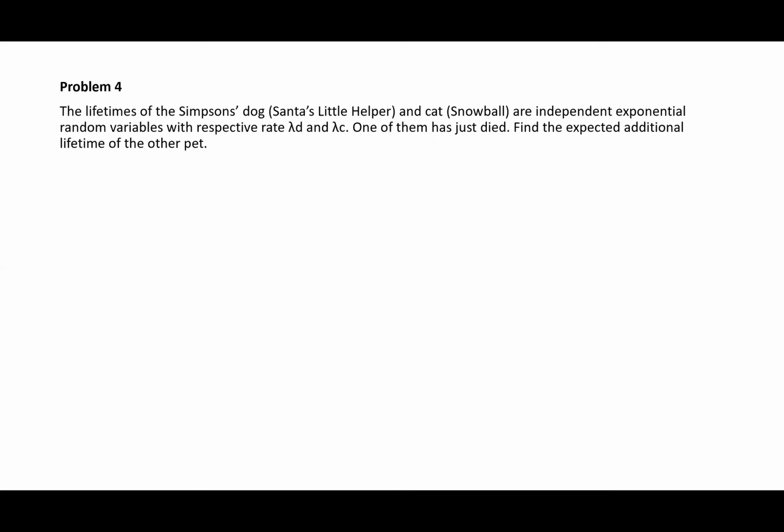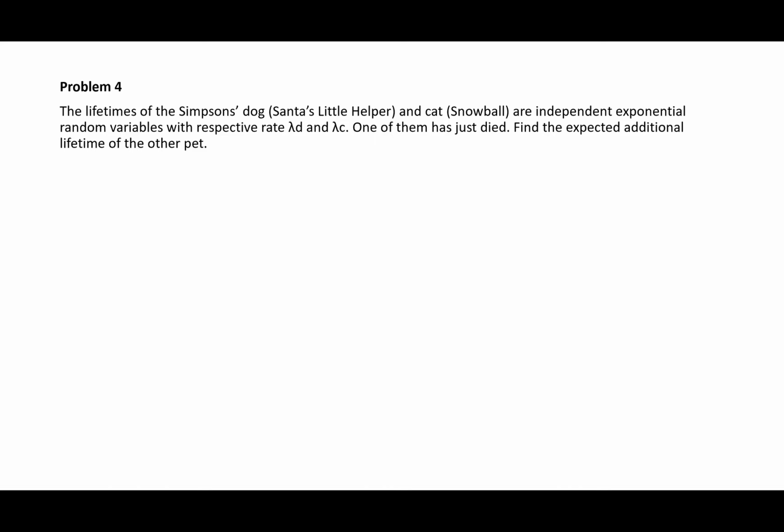So one of these two pets has just died. We don't know which one, but one of them has died. We want to find the expected additional lifetime of the other pet. And we don't know which one has actually died. But we can still calculate, even though we don't know exactly which one died, we can still find the expected value of the additional lifetime of the remaining pet. Okay, so this is actually a pretty straightforward problem.